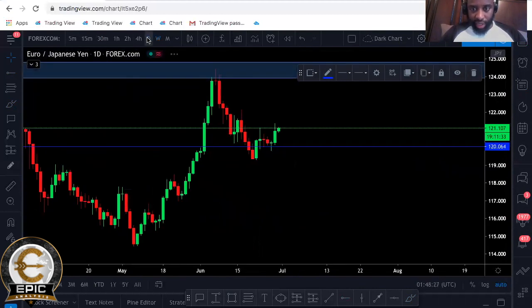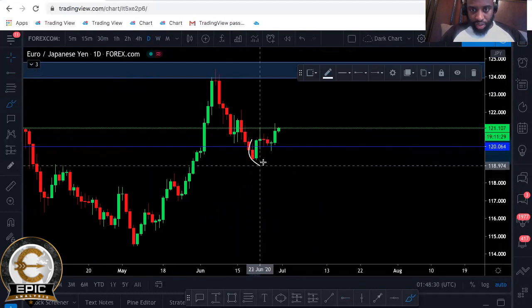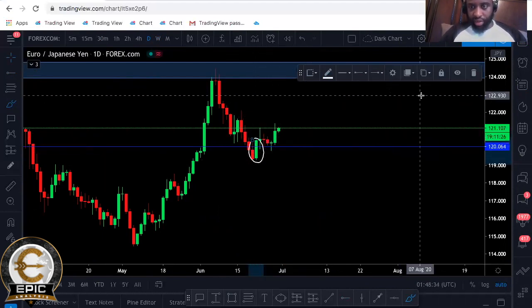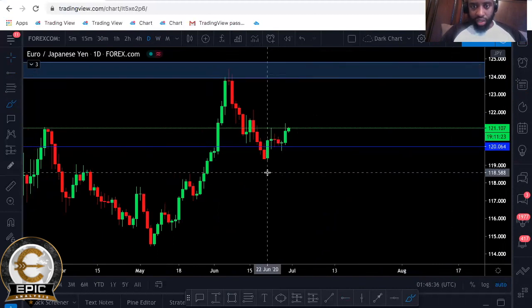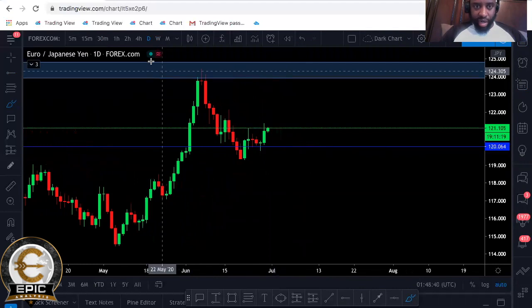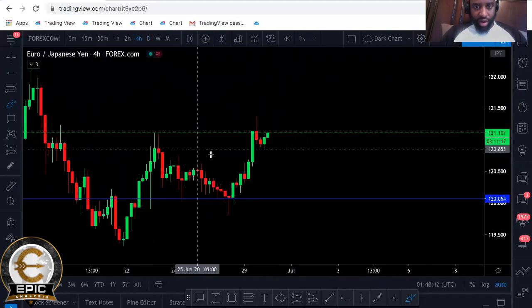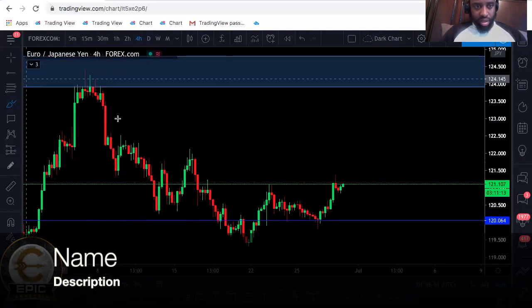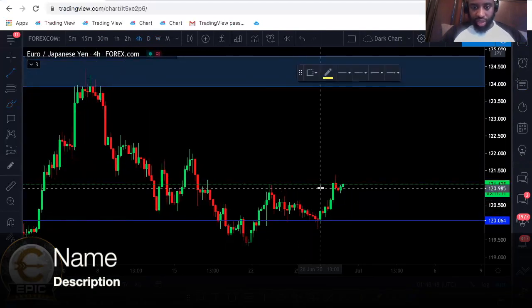If you go down to the daily, you see right here, price printed this bullish engulfing right here. And then it started correcting the rest of the week, right? And now you see it's moving up. This bullish engulfing on the daily is an indication that buyers are potentially coming in. All right. So also what gave me more of a bullish bias on this, I went over this with my students on the Sunday session.